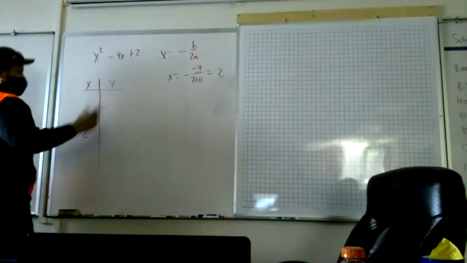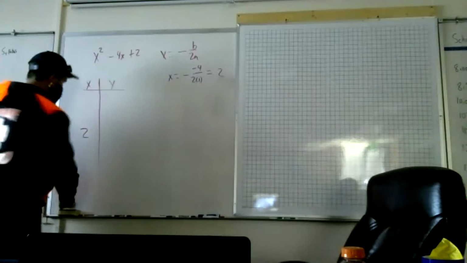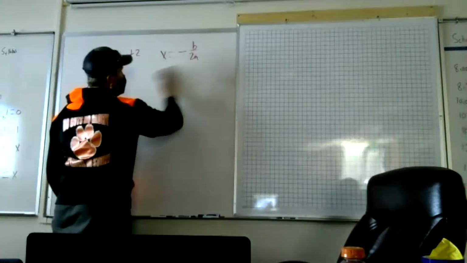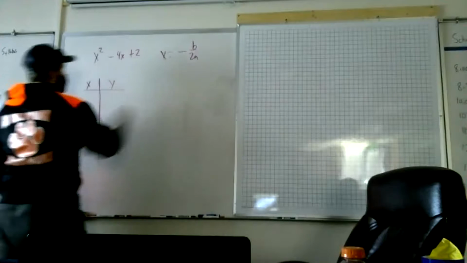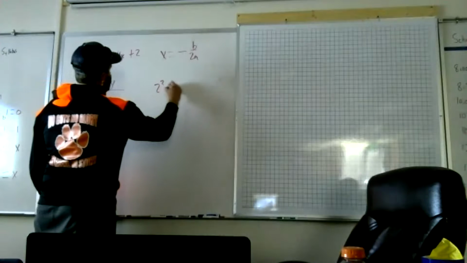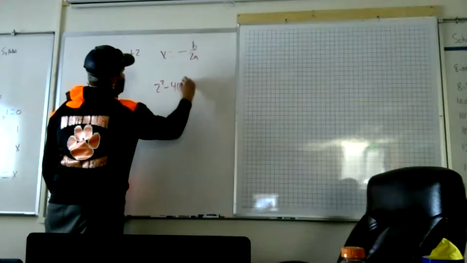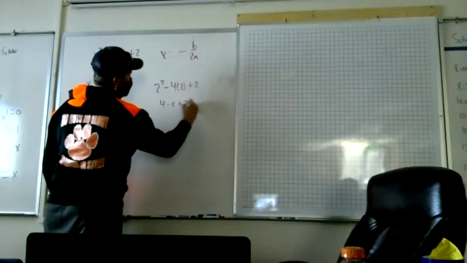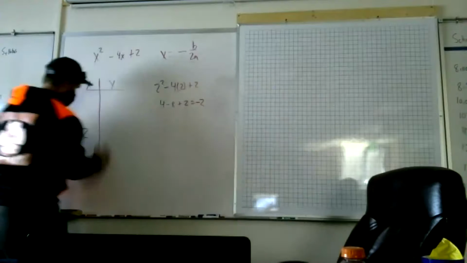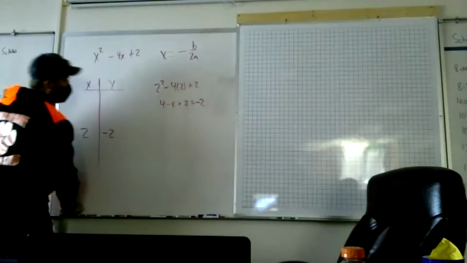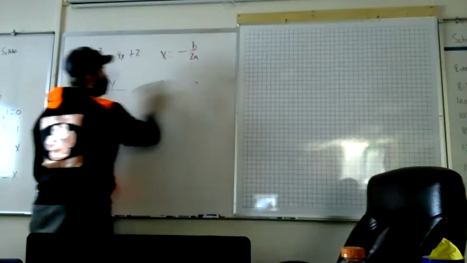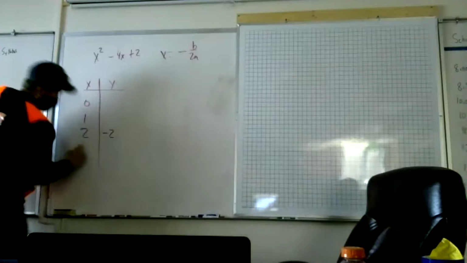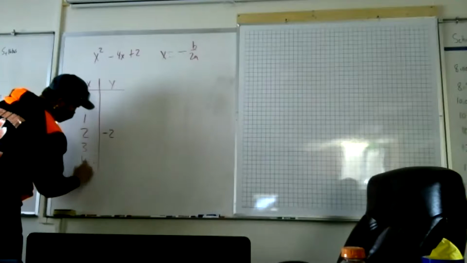Okay, now I want to find the y value of my vertex by plugging 2 into my equation. So 2 squared minus 4 times 2 plus 2, that's 4 minus 8 plus 2, is equal to negative 2. Right there. So now I can work by plugging in 0, 1, 3, and 4.